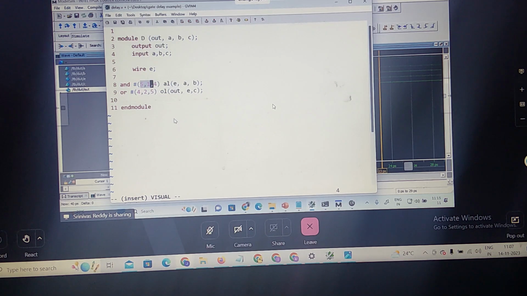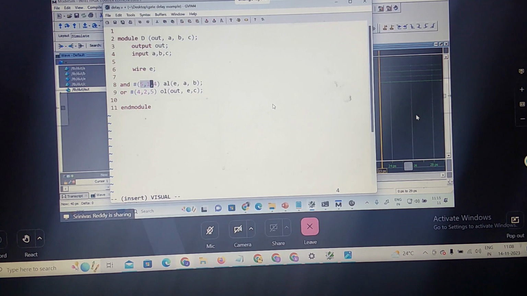1, x, 0 to z, then you can include the turnoff delay. Do you understand this? So these are the gates specified with gate delays. Gate delays are rise delay, fall delay, and the turnoff delay.